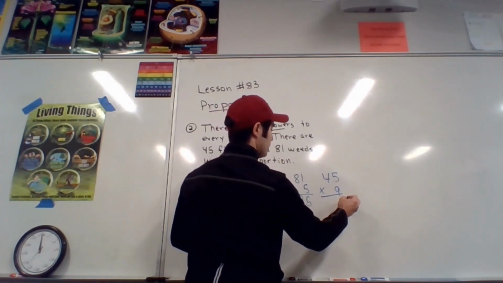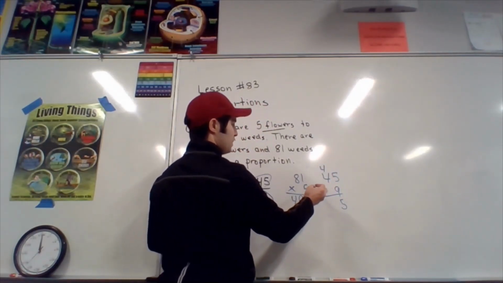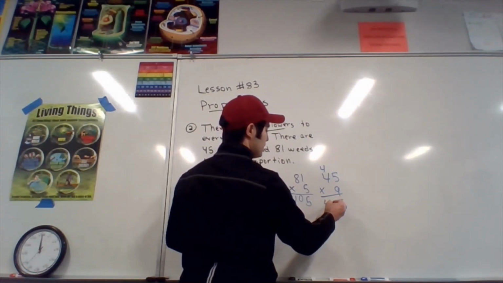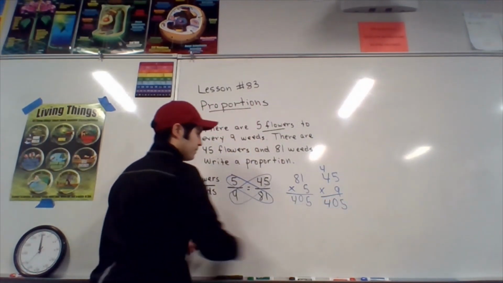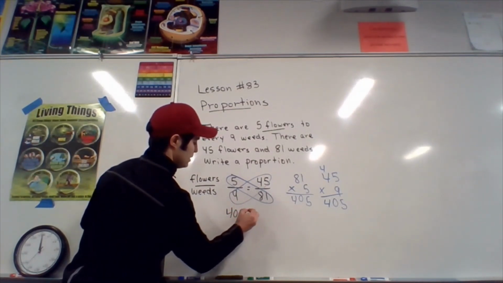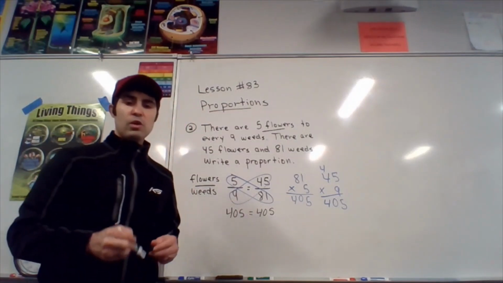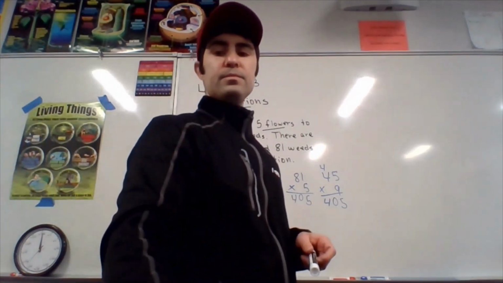9 times 5 is 45. 9 times 4 is 36. Plus 4 is going to be 40. So we have 405 equals 405. As you can see, cross products are equal.